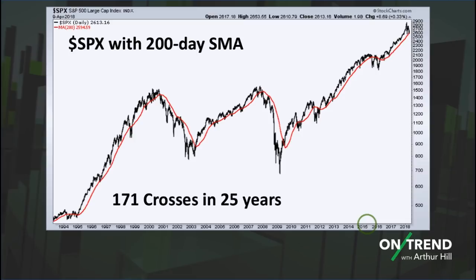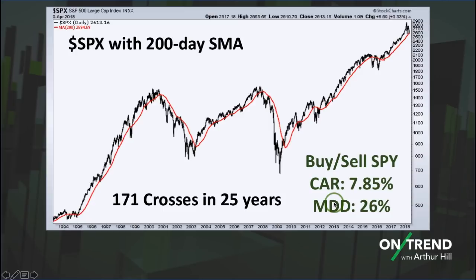So if you used the S&P 500 for signals, buy when it crosses above the 200-day SMA, like here, and sell when it crosses below. Of course, you didn't get it right all the way. You had some whipsaws, and that's going to happen. But you had 171 crosses, which is 86 signals or trades. If you had bought and sold SPY using this, you would have had a compound annual return of almost 8%, and your drawdown was half of what I showed you with the S&P 500 buy and hold: 26%.